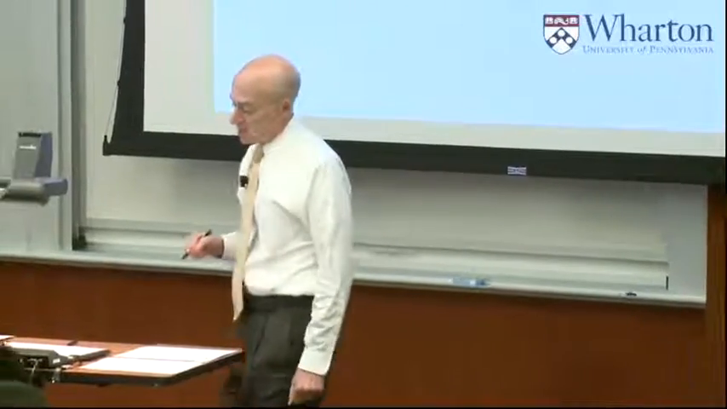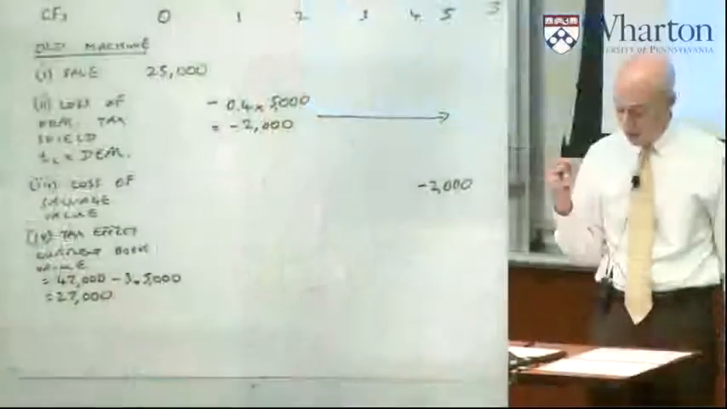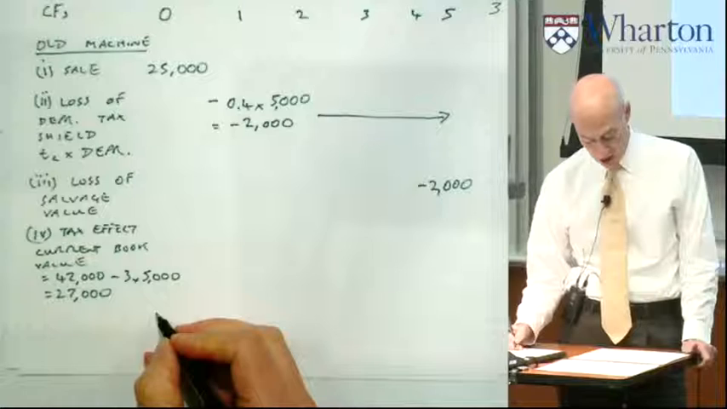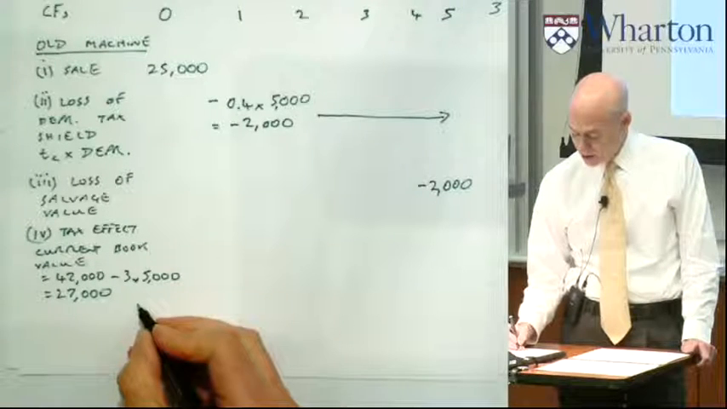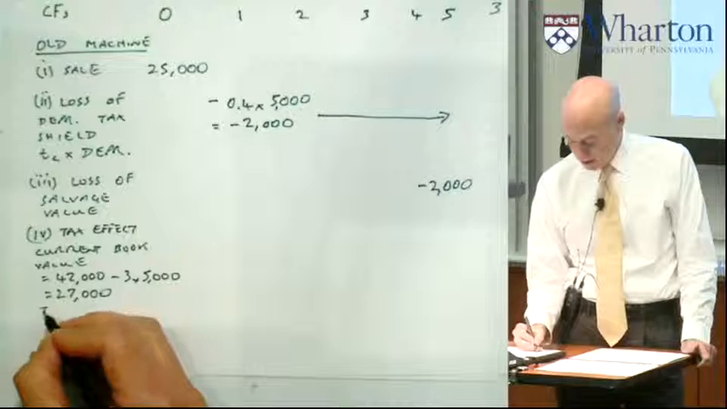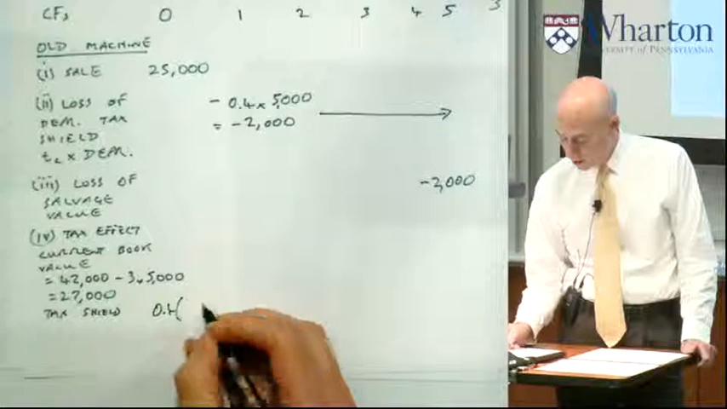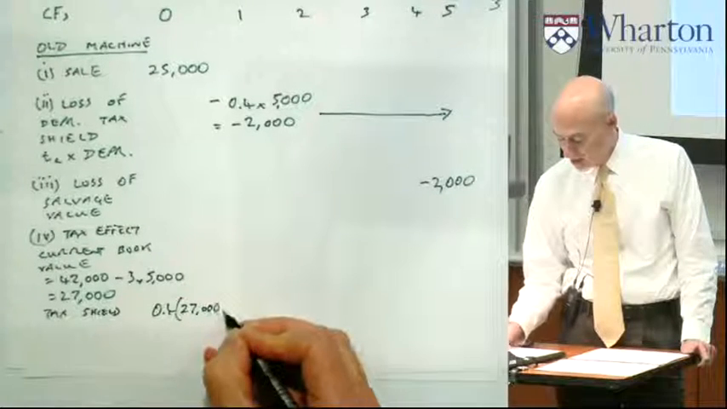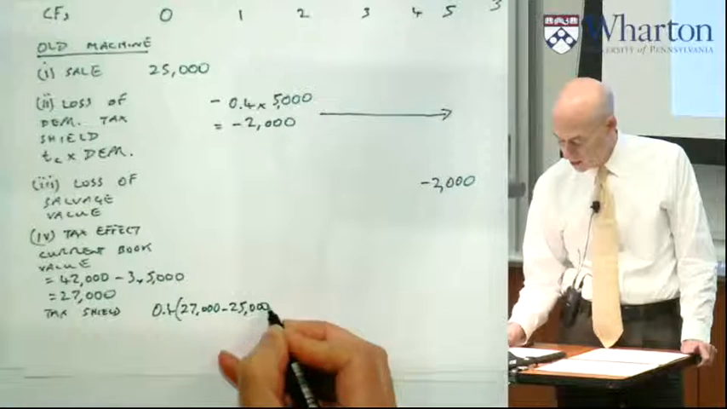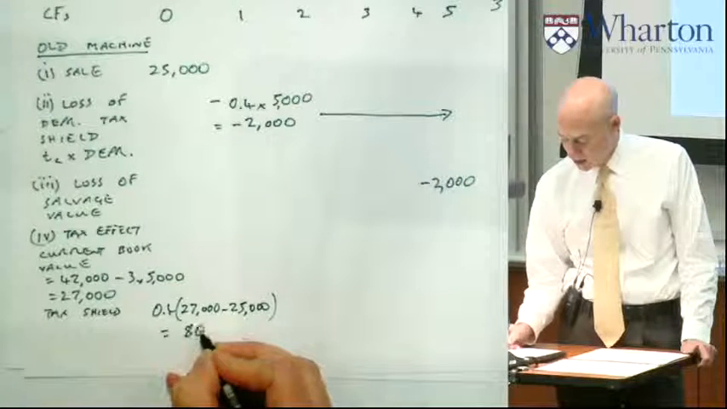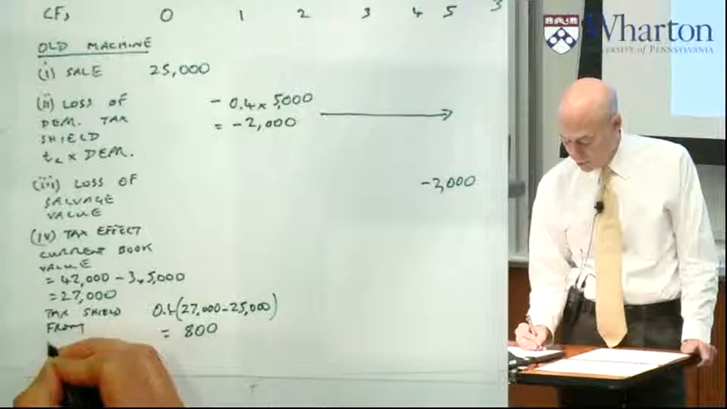When do we get that tax shield? Right now, because we're in the current tax year, so we can write it off straight away. How much is it going to be? 800. We're going to take our 2,000 loss, and we're going to multiply by the tax rate to get the tax shield. So it's going to be 0.4 times 27,000 minus 25,000, which is 800. That's the tax shield from the book loss.